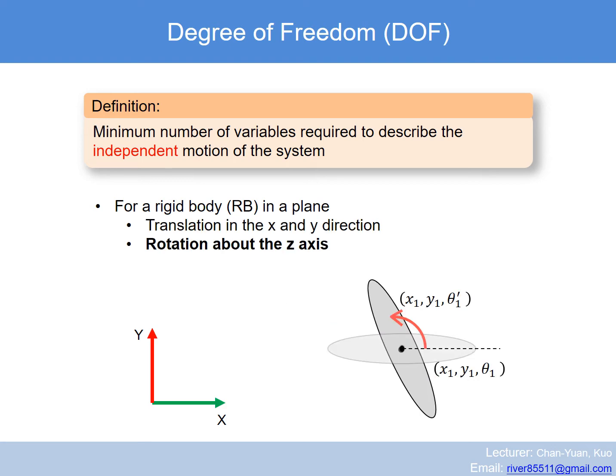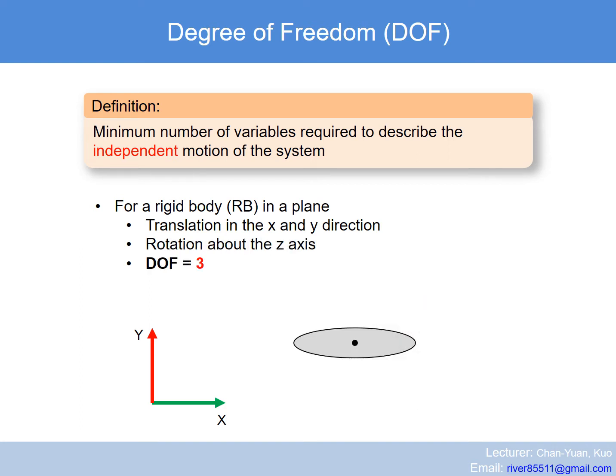And in fact, one more kind of independent motion that it can have is rotation about the z-axis, which is shooting off the plane. So now we know that for a rigid body in a plane, there are three kinds of independent motion, and we need at least three variables, x, y, and theta, to describe all these independent motions, which by definition shows that a rigid body in a plane has 3 degrees of freedom.